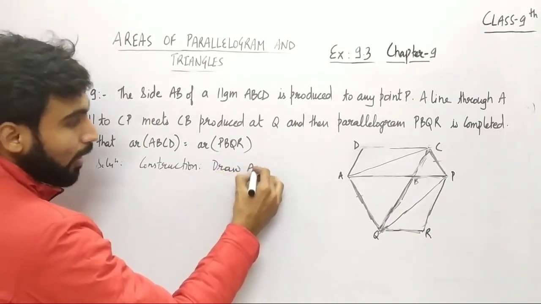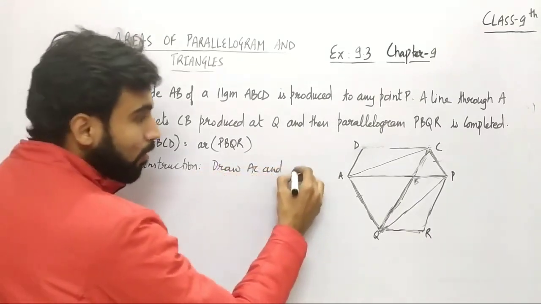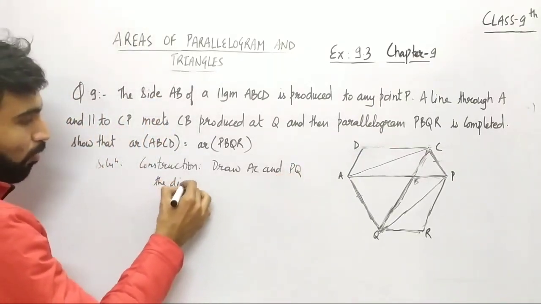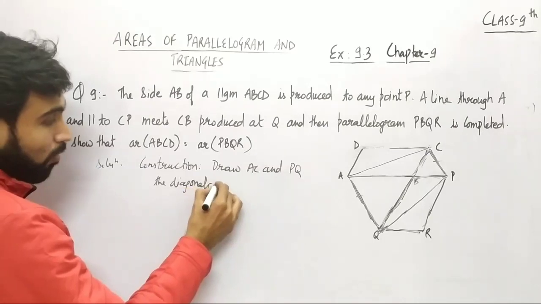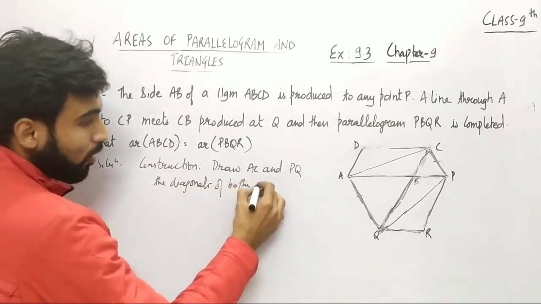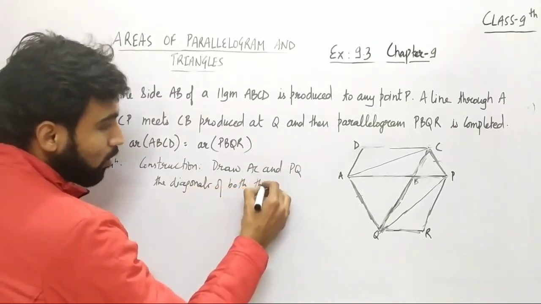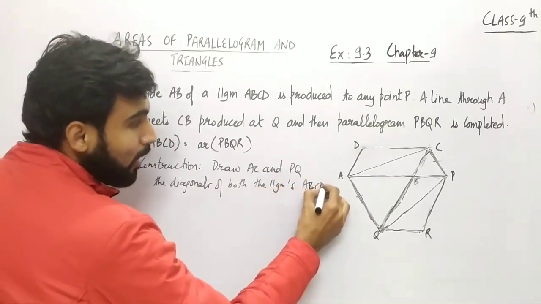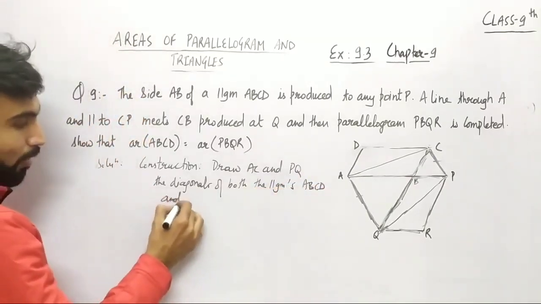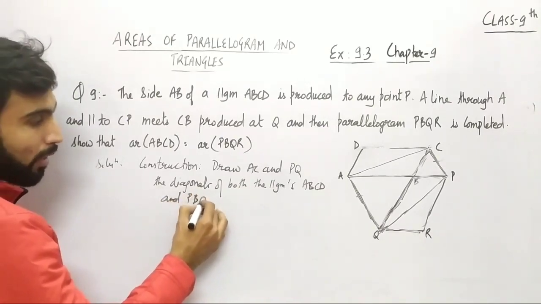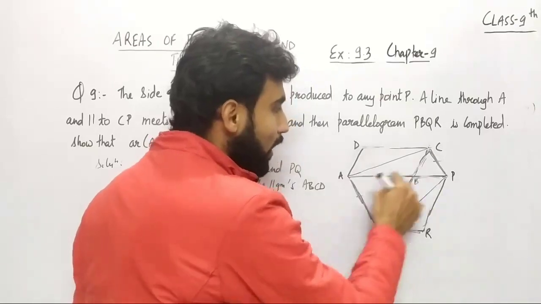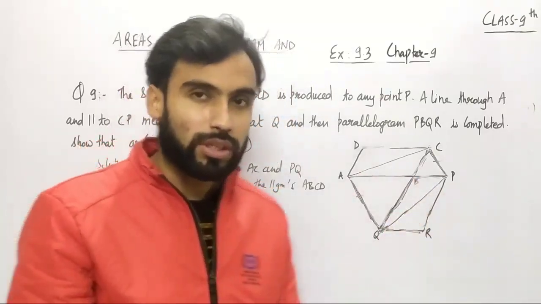So draw AC and PQ, the diagonals of both the parallelograms ABCD and you can say PBQR, right? So यहाँ पे मैंने दोनों पैरेललोग्राम्स के जो है डायगोनल्स ड्रॉ कर लिए. Now this was the construction.